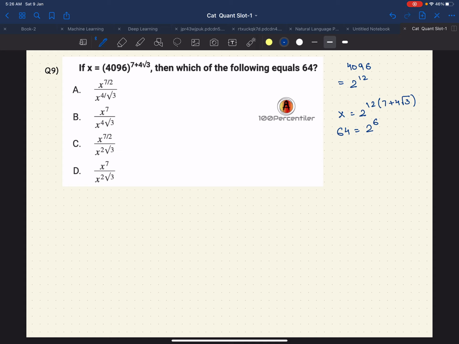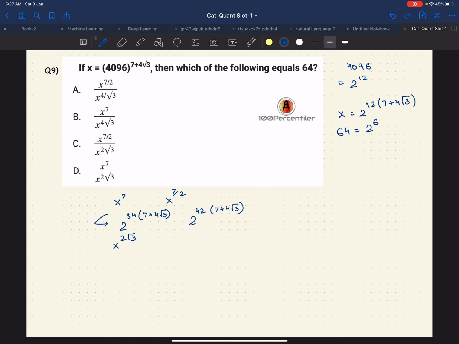Now if we look at the four options here, we can see that there are some very frequently used values. There are only two possible numerators, in fact, x raised to power 7 and x raised to power 7 upon 2. So x raised to power 7 is nothing but 2 raised to power 12 into 7 is 84 into 7 plus 4 root 3. Similarly, for 7 by 2, we get 2 raised to power 42, 7 plus 4 root 3. Then there are various possible values of denominators, the most frequent being x raised to power 2 root 3.